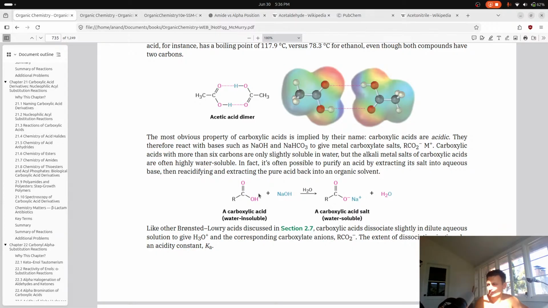Carboxylic acids. Yeah, I'm not really a drinker either. I don't really like to drink.